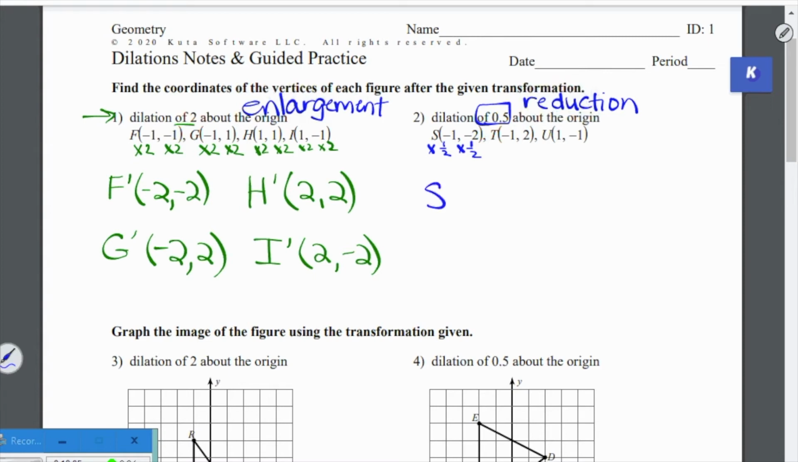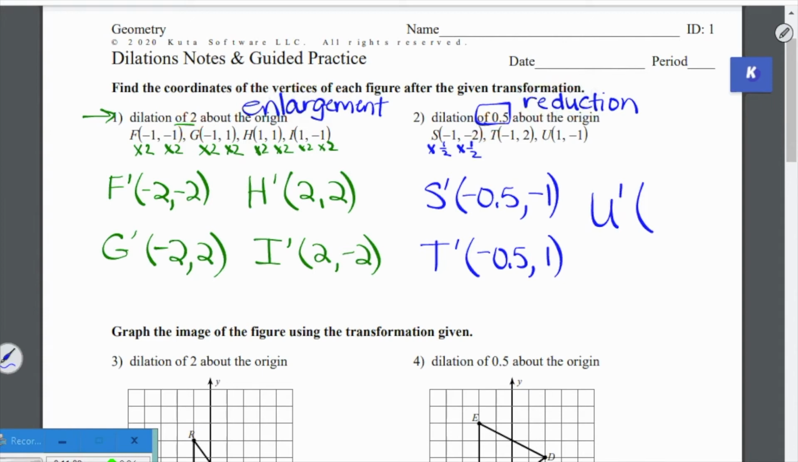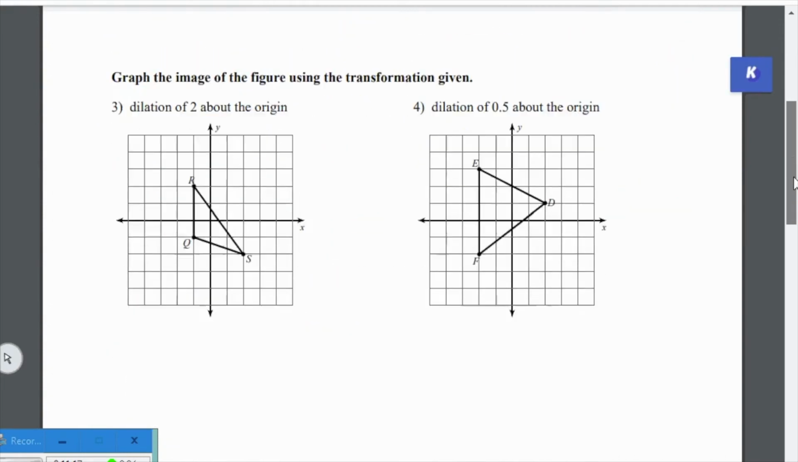So S prime is going to be, well, -1 times 1/2 is, I'll do decimals for you, -0.5. Okay, and then -2 times 1/2 is -1 because half of 2 is 1. And then T prime, well, -1 times 1/2 is -1/2, and 2 times 1/2 is just 1. And then U prime, 1 times 1/2 is 1/2, and -1 times 1/2 is -1/2. So there's our points. Pretty easy, just multiplication. That's the rule. Let's look at some graphs though.